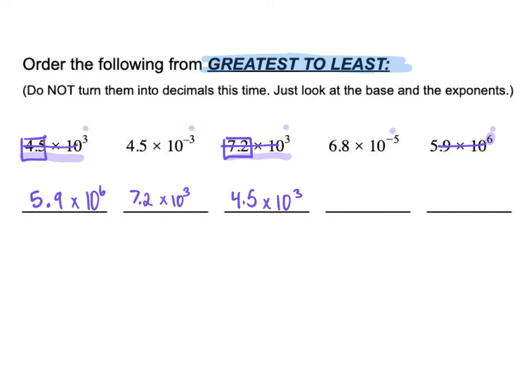All right, now moving on, I just want to keep looking at my exponents. So negative 3 is bigger than negative 5. So 4.5 times 10 to the negative 3rd is bigger than 6.8 times 10 to the negative 5th. All right, so you can see that going from greatest to least, the exponents go from highest to lowest. All right, so remember the shortcut. If you have a positive exponent, you're moving the decimal that many spaces to the right. If you have a negative exponent, you're moving the decimal that many spaces to the left.